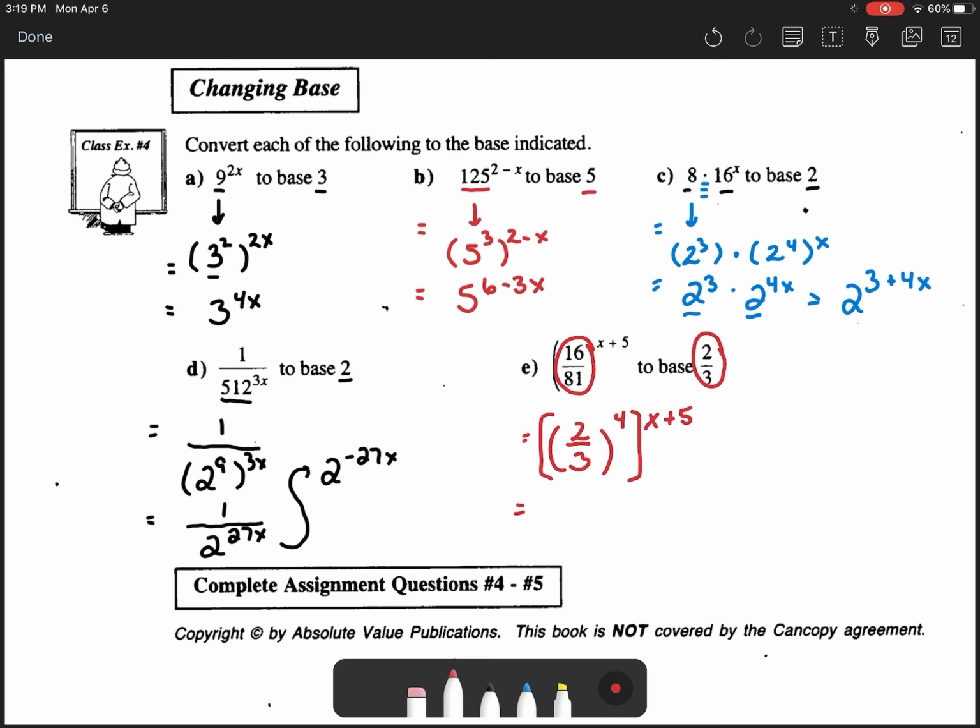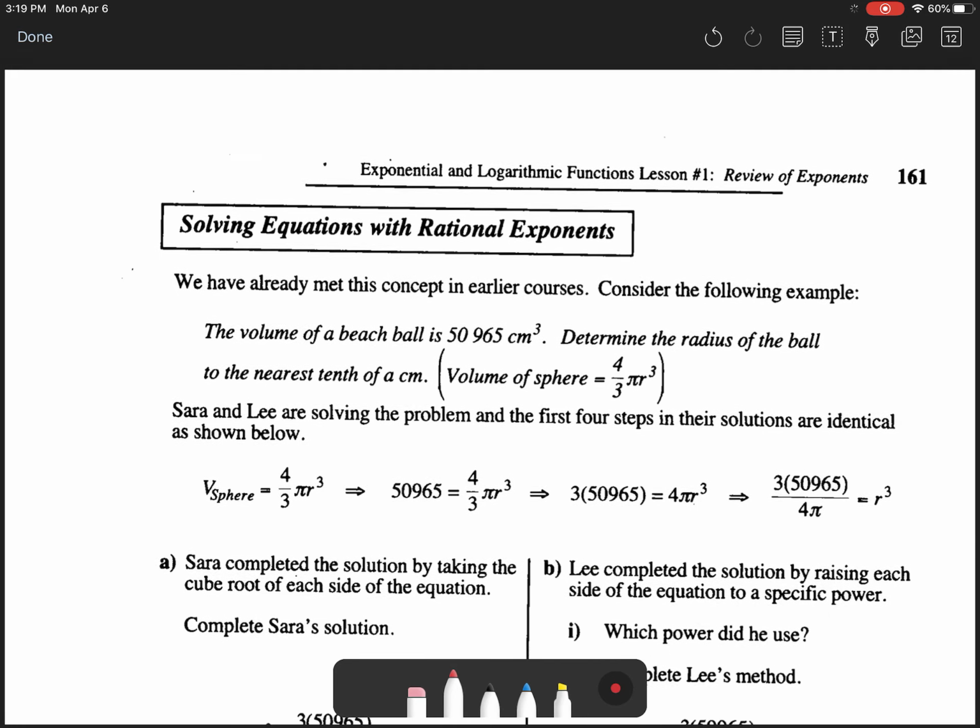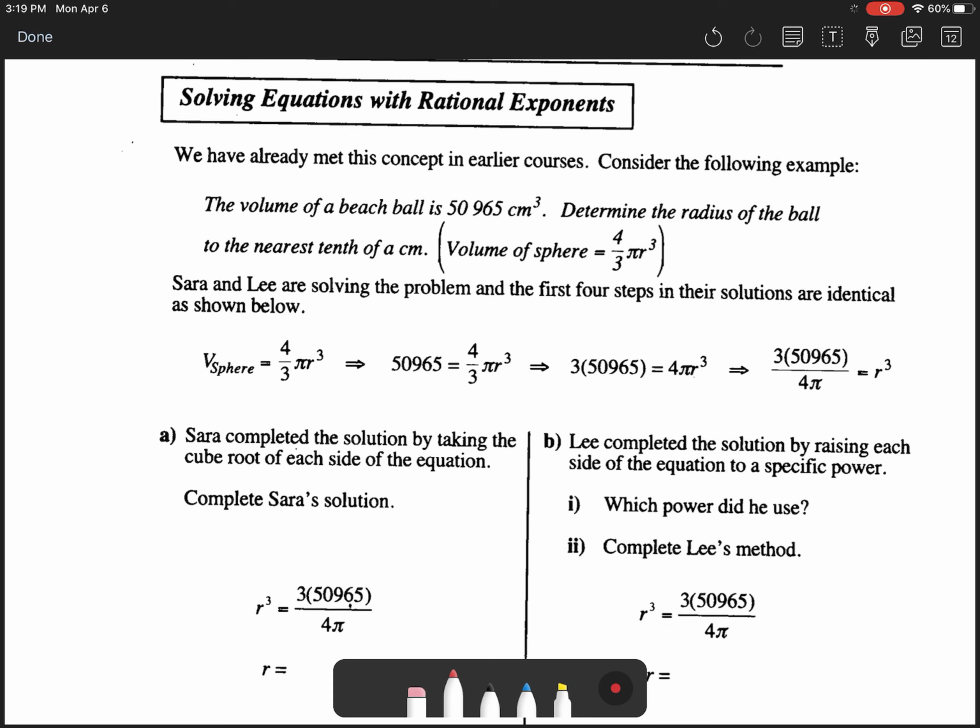It's still to the exponent of x plus 5. So again, a power raised to another exponent, you multiply the exponents together. So this is 2 over 3 to the exponent of 4 times x, 4x, and then 4 times 5, so that's a positive 20. And there you go. So 2 over 3 to the exponent of 4x plus 20. Perfect. Okay, moving on.